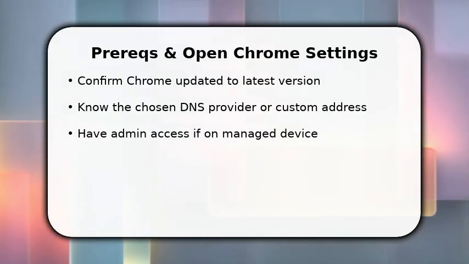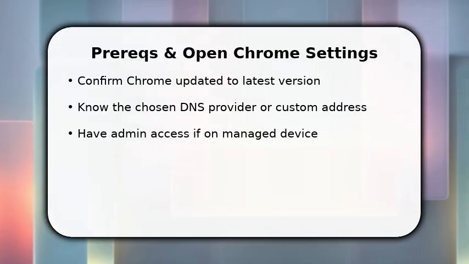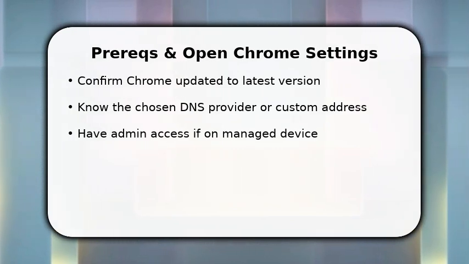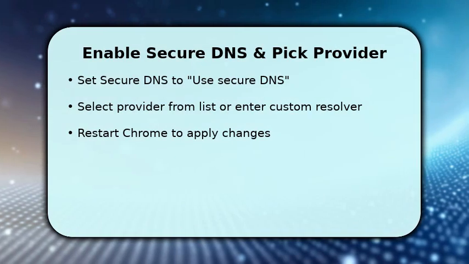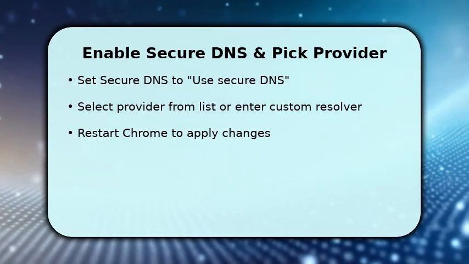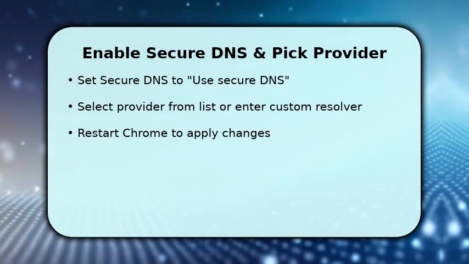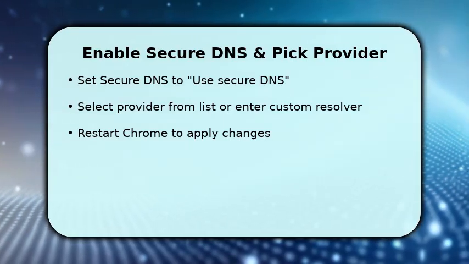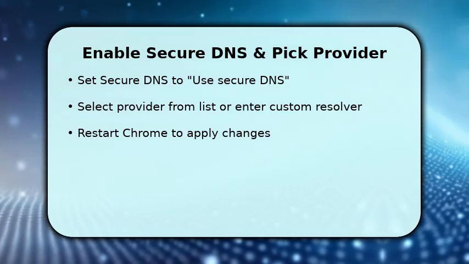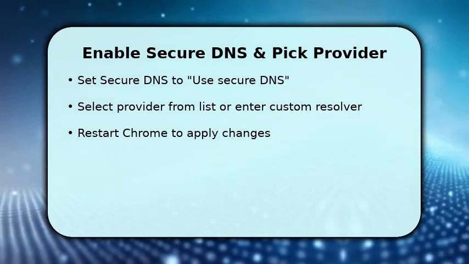Make sure you're ready to change Secure DNS options and that you have permission on this device to apply network changes. Now you enable Secure DNS and pick a resolver so DNS queries go over HTTPS for privacy and integrity. In Security, toggle Use Secure DNS on, then choose a listed provider like Cloudflare or Google, or enter a custom resolver address if you have one. Make sure the custom entry uses a valid DOH URL or IP format.